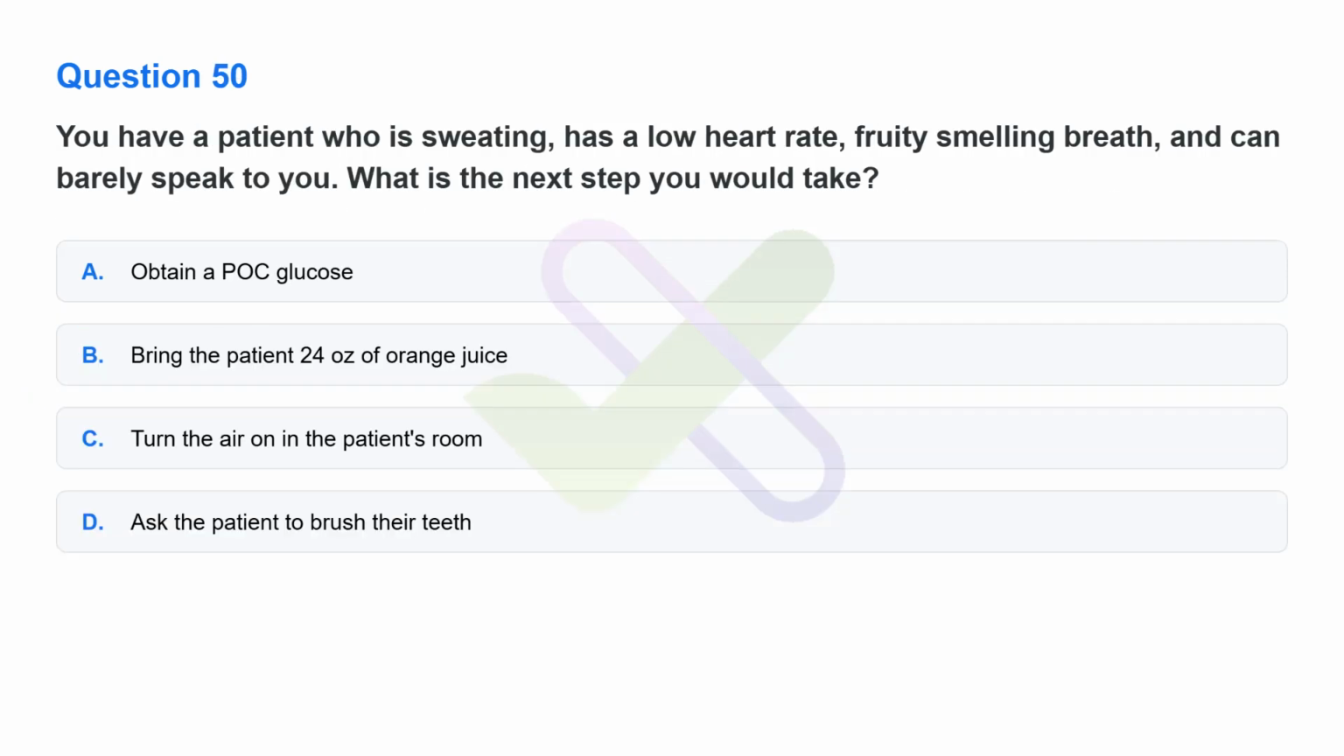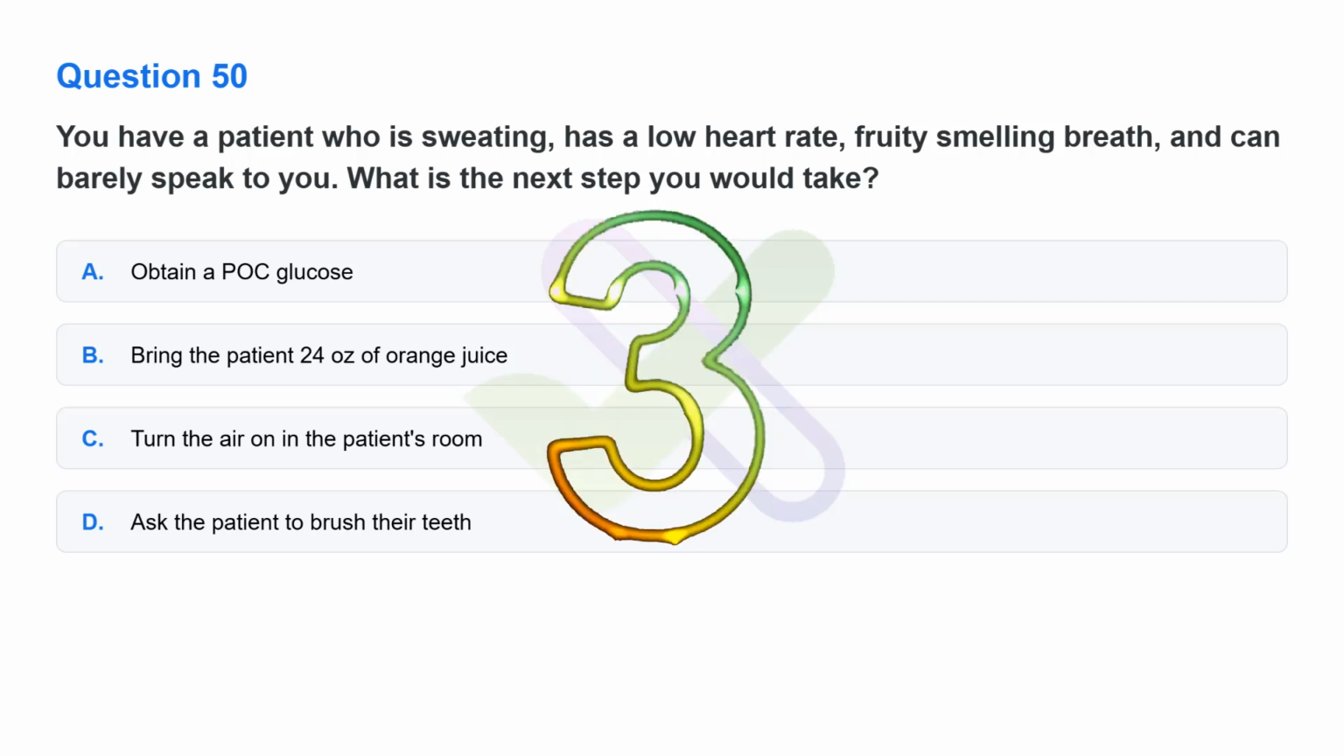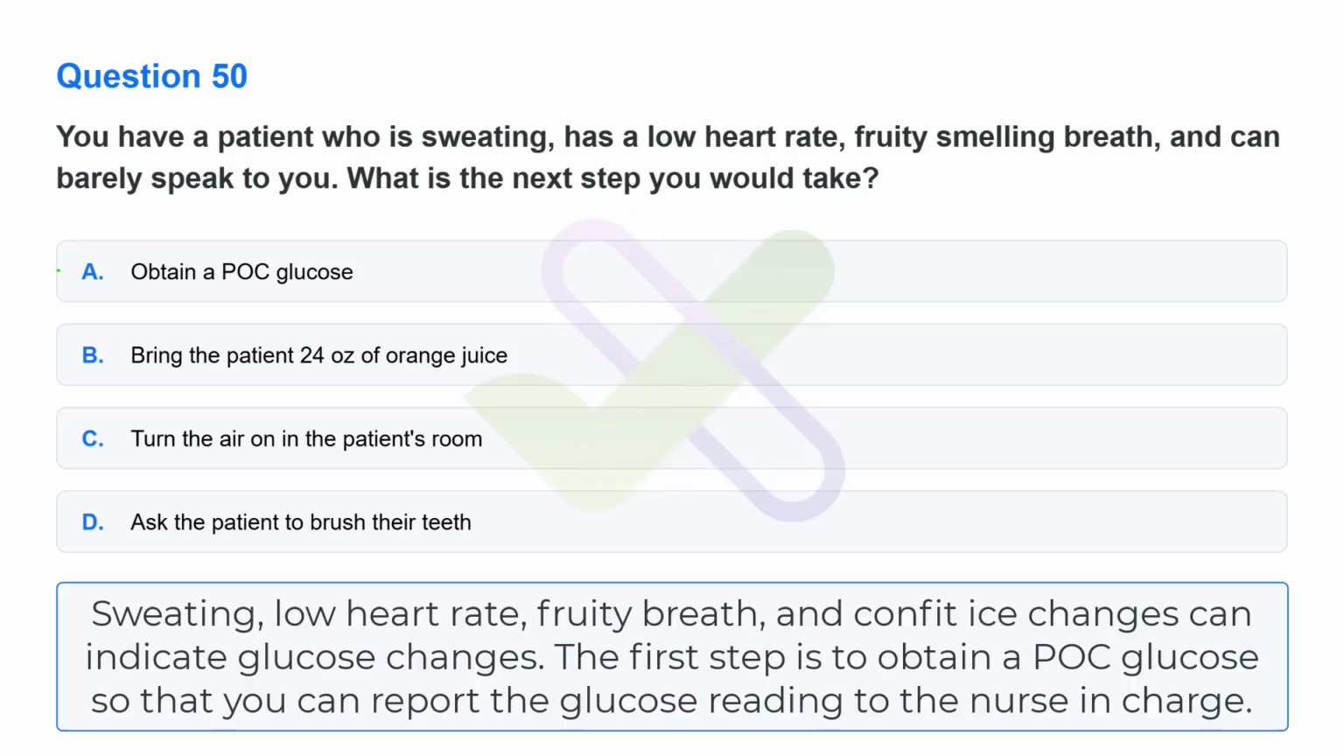You have a patient who is sweating, has a low heart rate, fruity smelling breath, and can barely speak to you. What is the next step you would take? A, Obtain a POC glucose. B, Bring the patient 24 ounces of orange juice. C, Turn the air on in the patient's room. D, Ask the patient to brush their teeth. Correct answer, A. Obtain a POC glucose. Sweating, low heart rate, fruity breath, and confusion can indicate glucose changes. The first step is to obtain a POC glucose so that you can report the glucose reading to the nurse in charge.